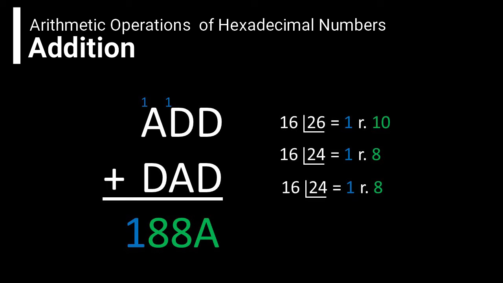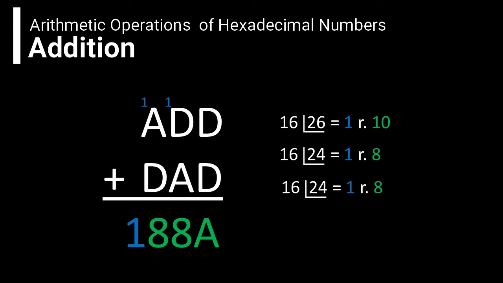D is equivalent to 13. So D plus D, 13 plus 13 is equivalent to 26. 26 is not considered as hexadecimal numbers system, so we need to translate it. 26 divided by 16 is equivalent to 1 with the remainder of 10. Remainder of 10 will be directly here. 10 is equivalent to A, and with the carry of 1. So D plus A with the carry of 1.